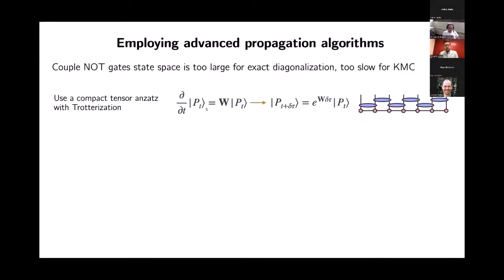And to do that, we have to create some more exotic numerical tools here. This interacting system's Hilbert space is a little too big to just study with exact diagonalization approaches. So we have been using more compact tensor ansatzes with Trotterization for the application of the gates or the master equations to propagate the system.